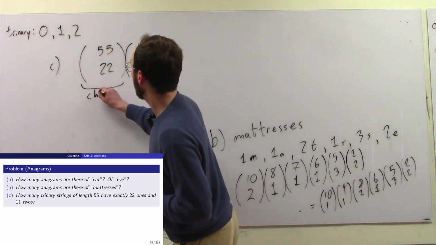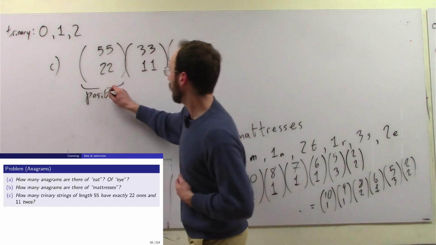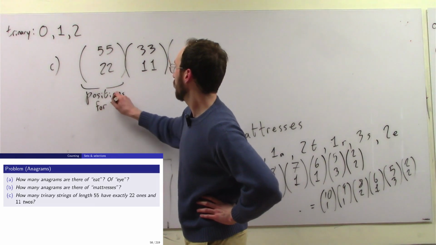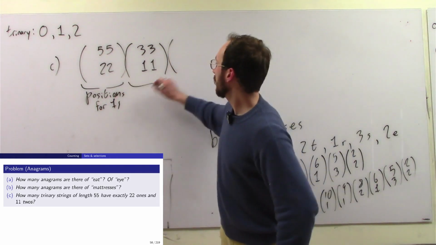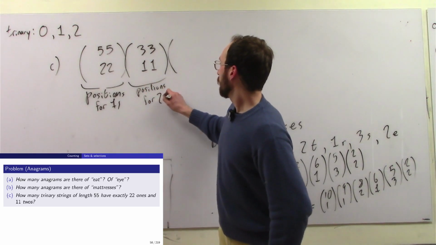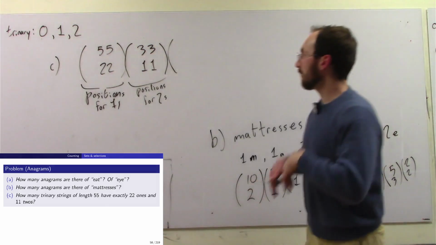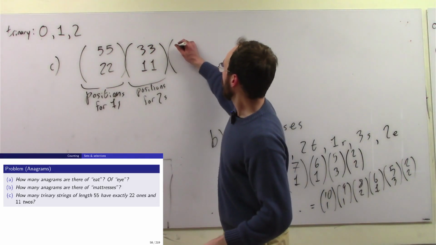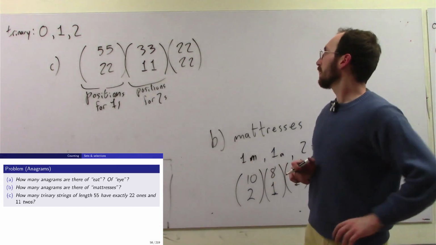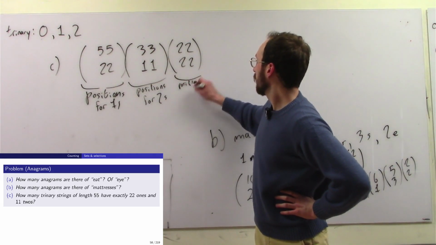So let's write this. This is counting how many ways I can place my ones. Bless you. Positions for ones. Here we have our positions for twos. So we only have zeros. We can only build the rest of our string from zeros. So we have 22 choose 22 ways. Perfect.